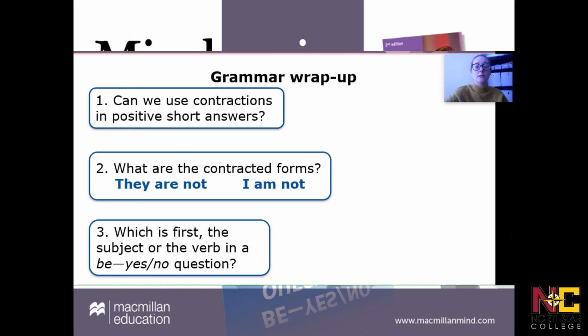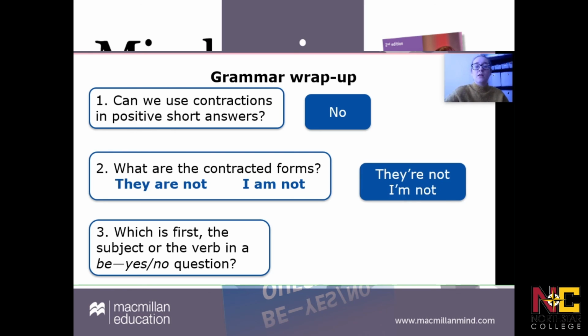For number 1, no, we cannot use contractions in positive or affirmative short answers. Number 2, what are the contracted forms of they are not and I am not? They're not, I'm not. We contract the subject and the verb together. Number 3, which comes first, the subject or the verb? The verb. The be verb comes first with a yes or no question.